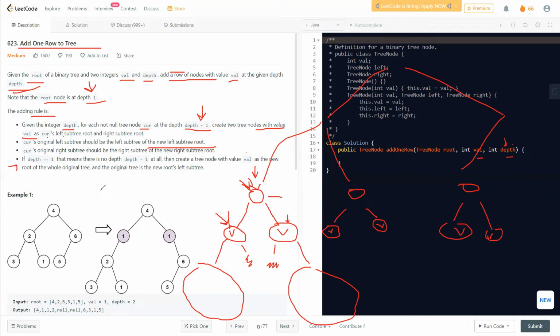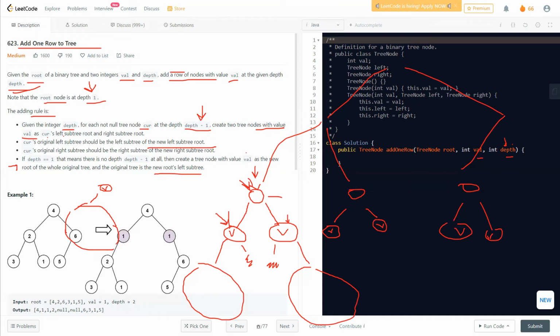What we need to do in that case is create a tree node with the given value val, I'm just writing v for that, as a new root of the whole tree, and the original tree is the new root's left subtree. So whatever the original tree was, we should add that to our new root's left, in case of depth equal to 1. So this should be done. That's the whole case.